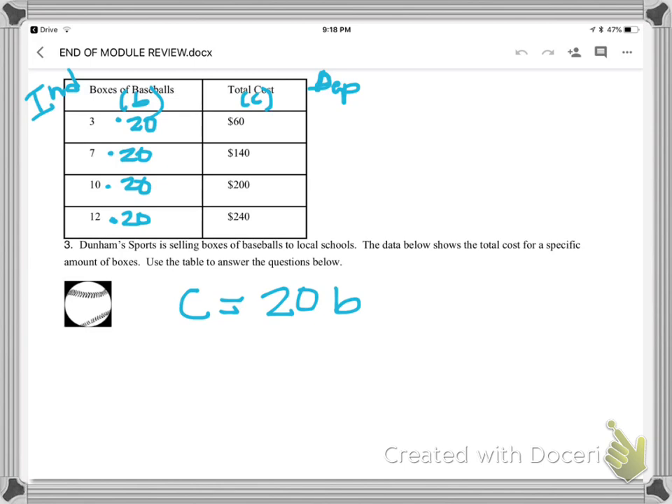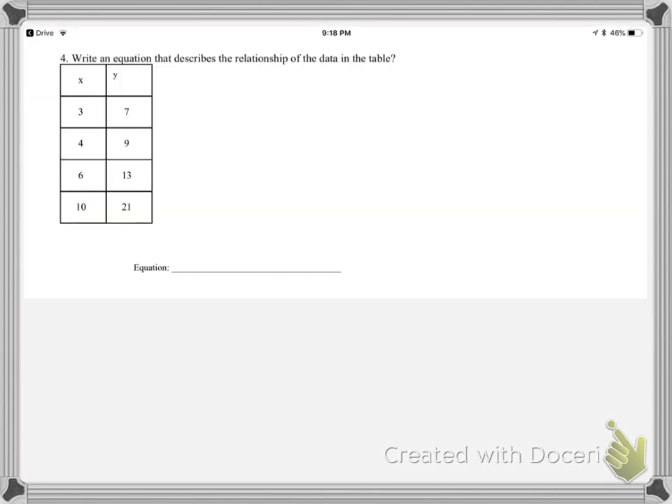All right, and then I believe this is, let's see, we've got a couple more here. Write an equation that describes the relationship of the data in the table. Again, I've got to figure out how does the X turn into the Y. So I definitely know my equation is going to start with Y equals. Well, let's see, I can't multiply, it doesn't look like, because 3 times 2 is 6, 3 times 3 is 9. So nothing works there.